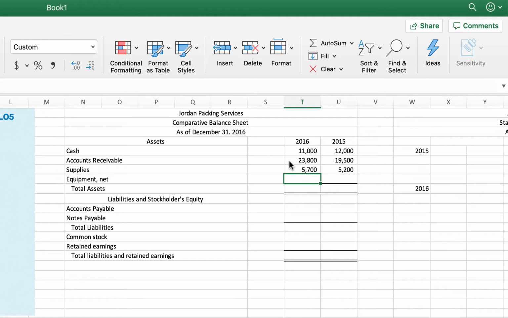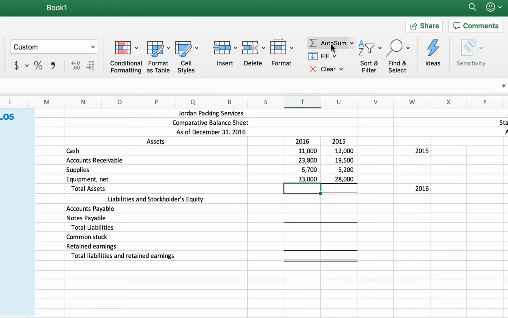Next, I need to look at my equipment, net. Net means net of depreciation. We'll get into that later, but that's what the net is referring to here. We just need to take the number as it is. So they're telling us that our equipment is 33,000 in 2016 and 28,000 in 2015. I need to put those on the balance sheet: 33,000 and 28,000. Okay, good.